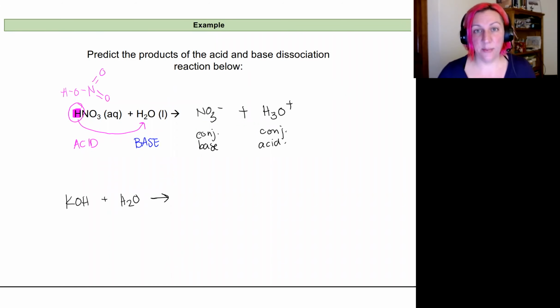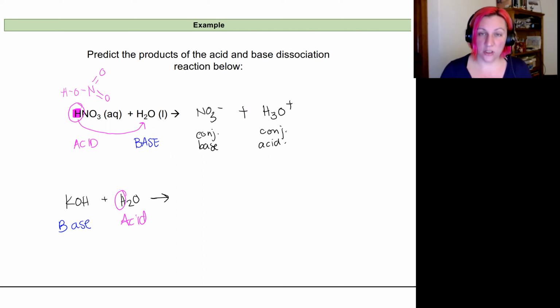Let's look at an example of a base dissociation. These ones are a little bit simpler, or they're kind of funny because they feel repetitive, or at least ones with hydroxide ions. So here I have potassium hydroxide, and this is my base. Since I've added a base to water, that means my water will act as an acid.